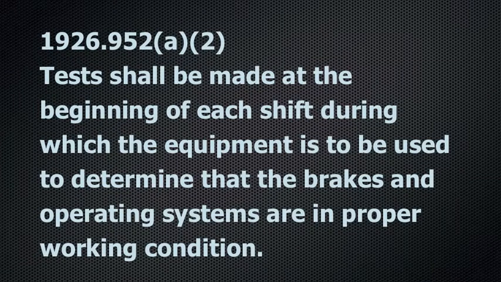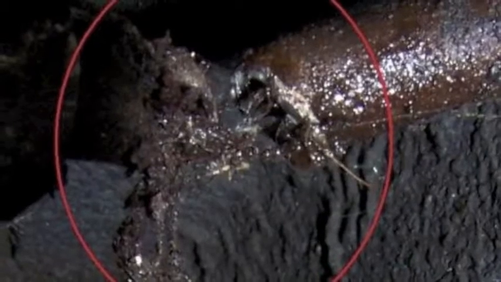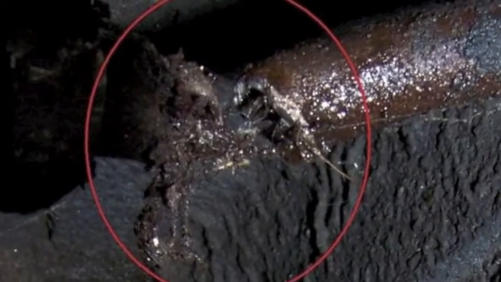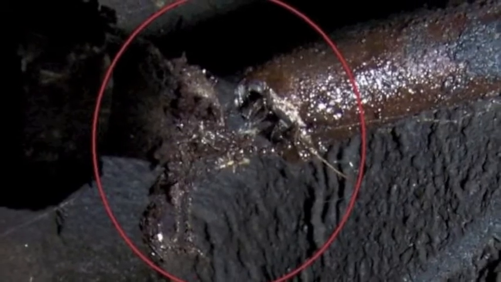Section A2. Tests shall be made at the beginning of each shift during which the equipment is to be used to determine that the brakes and operating systems are in proper working order. Here is a picture of a busted brake line that was found while performing one of the shift change tests. This is just one of the great examples of why these tests are necessary to ensure the safety of the job site.